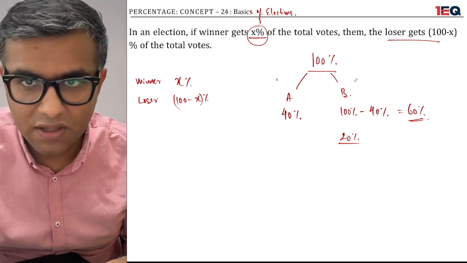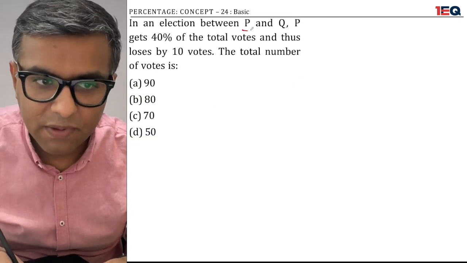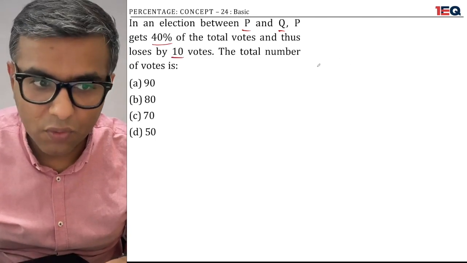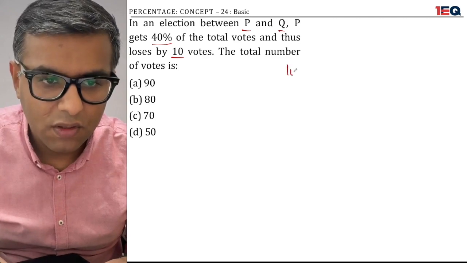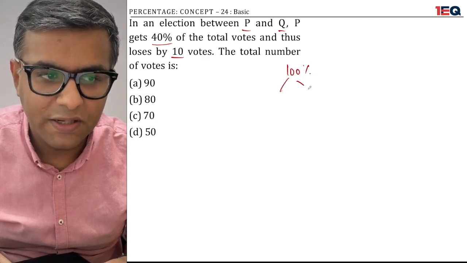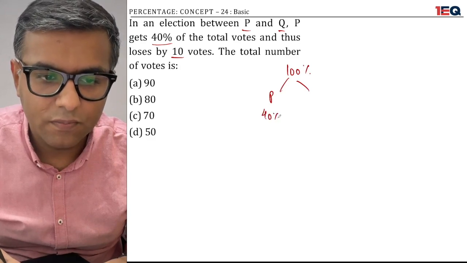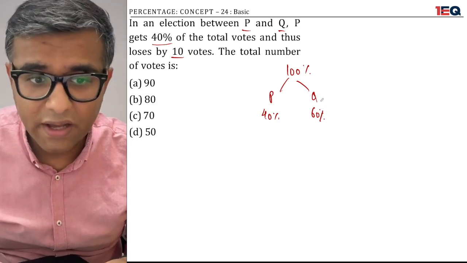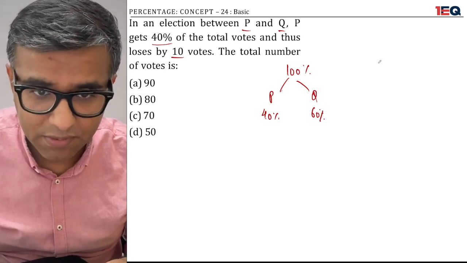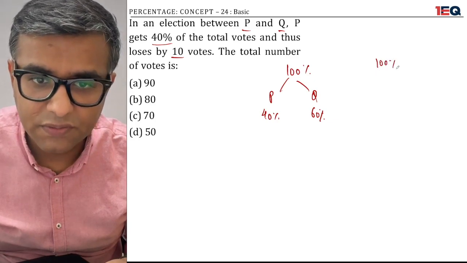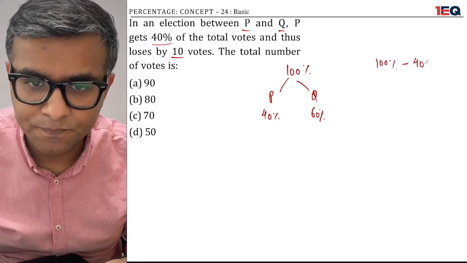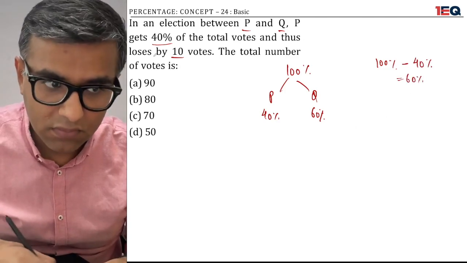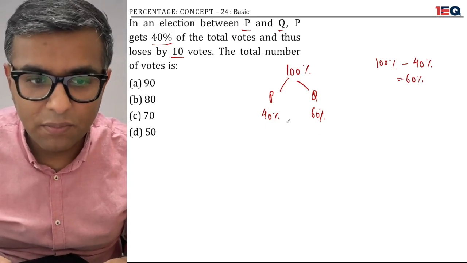This question is definitely going to help you out a lot. In an election between P and Q, P gets 40% of the total votes and thus loses by 10 votes. Find the total number of votes. Again, assuming the total number of votes is 100%, P gets 40% votes and Q gets 60% votes. How did I arrive at Q getting 60%? It was from 100% minus 40%, which gives me 60%. And thus P is losing the election by 10 votes.